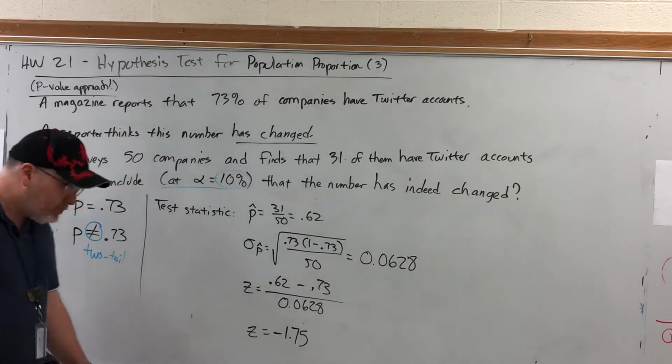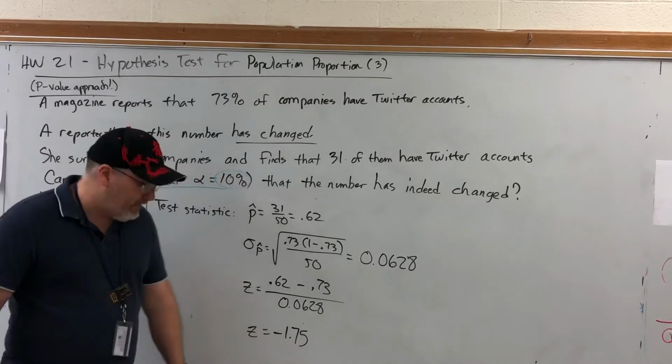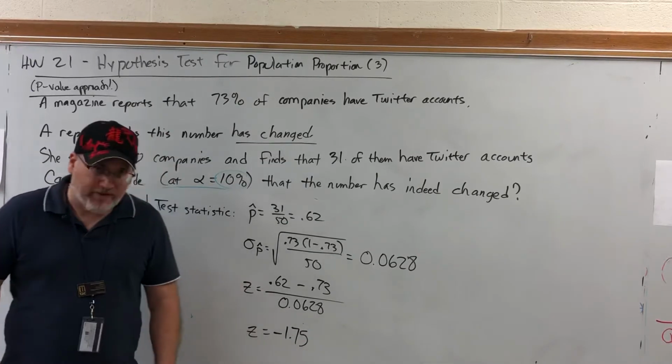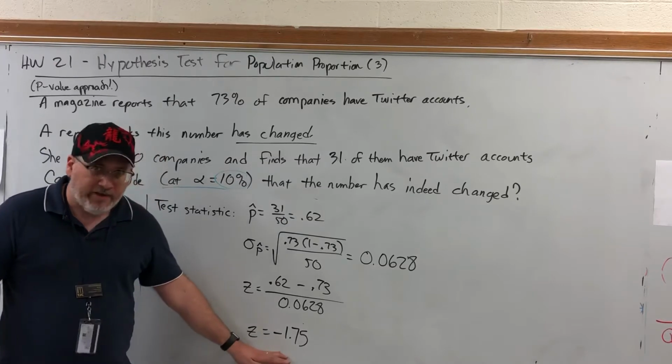Now because I did the critical value approach earlier, I already know what's going to happen because I remember what the critical values were. I want you to pause and think about it for a second. If you watched the previous video, do you remember what the critical values were? And do you remember what it means if this number is negative 1.75?